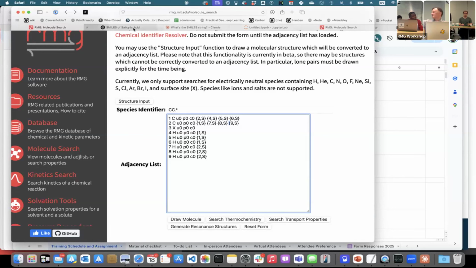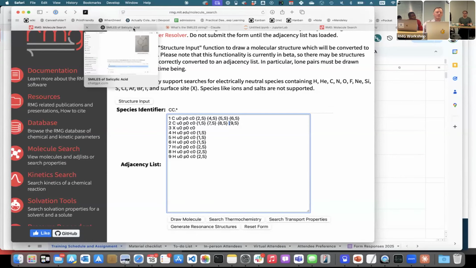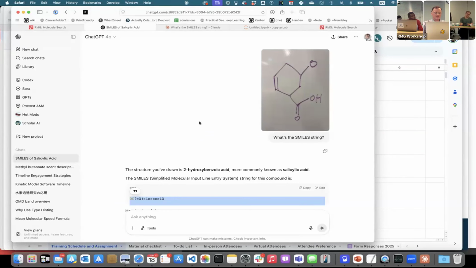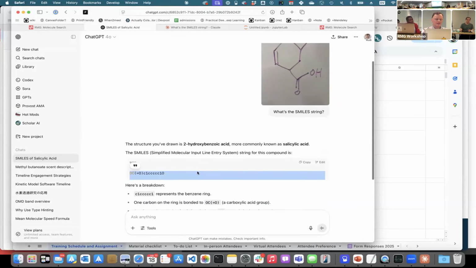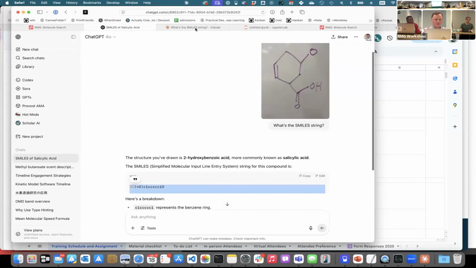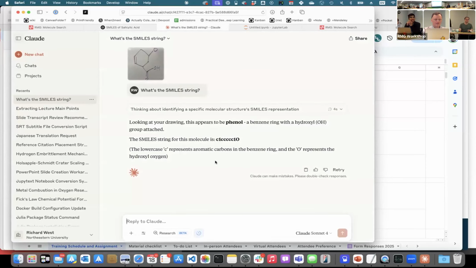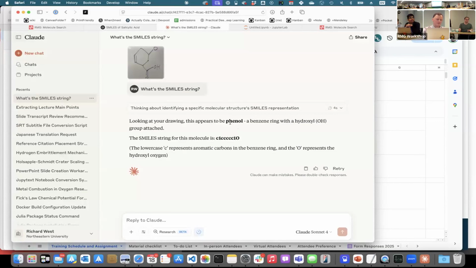I was playing with other tools. On the whiteboard, I drew a little picture of a molecule, and then I photographed it and asked ChatGPT, what's the SMILES string for this? And it's amazingly quick and confident and completely wrong. And then I asked Claude AI, and it was also confident and wrong differently. So these tools are very useful, but as always, check them carefully.